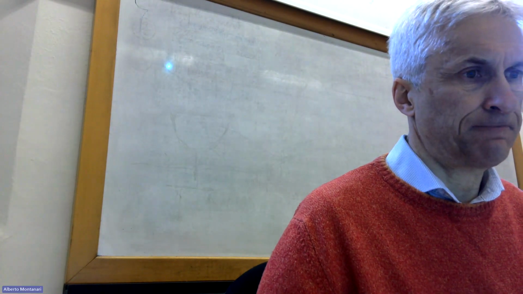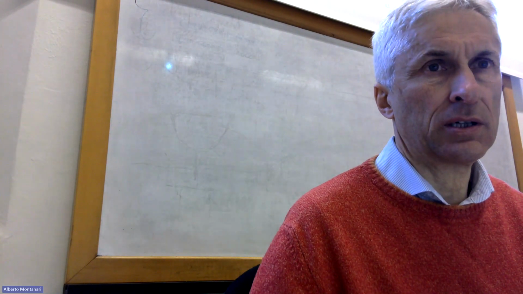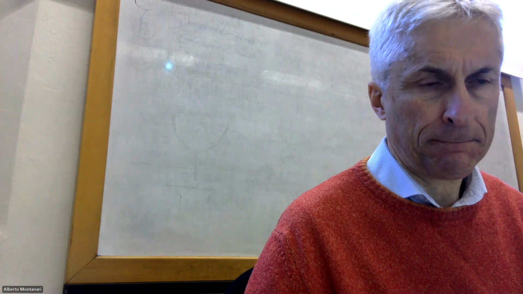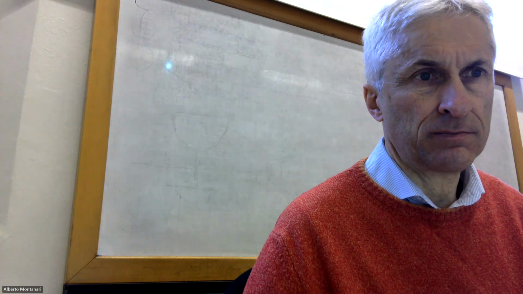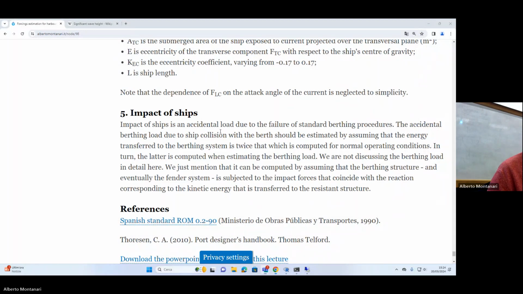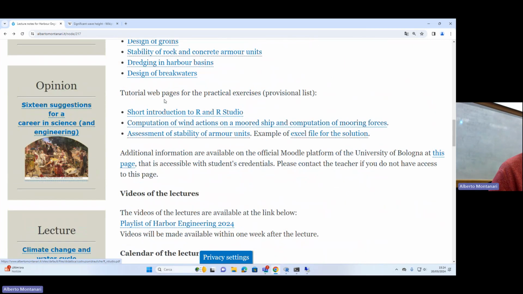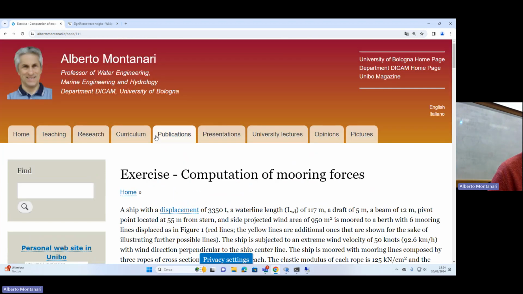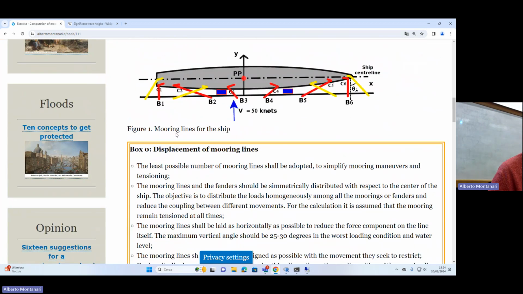Okay, so let's refer to our exercise now, which, as you may remember, is the computation of wind actions on a moored ship and mooring forcing.